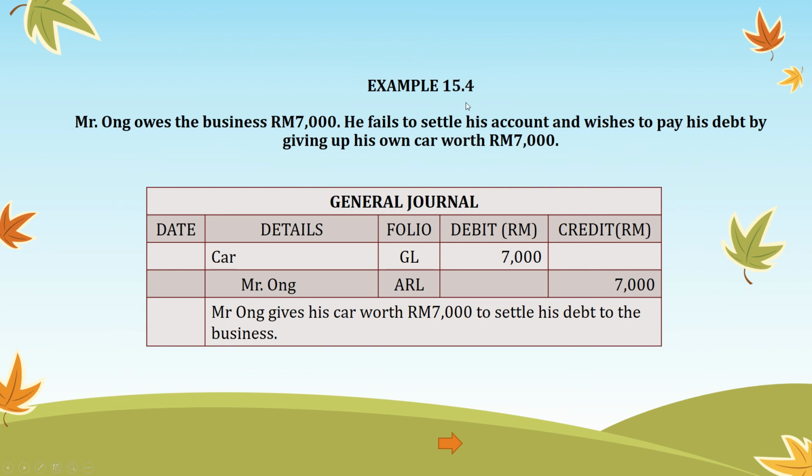Example 15.4, Mr. Ong owed the business 7,000 ringgit. He fails to settle his account and wishes to pay his debt by giving up his own car to the business worth 7,000 ringgit. So when the business receives the car from Mr. Ong, asset will increase, therefore debit, and the amount owed by Mr. Ong will be credited 7,000 ringgit.